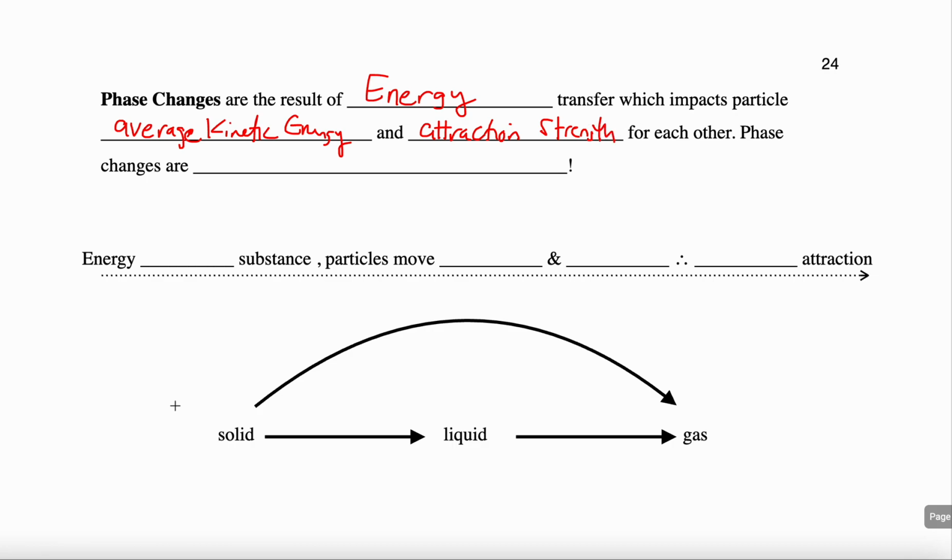So phase changes are the result of an energy transfer, which impacts the particles' average kinetic energy and their attraction strength for each other. Phase changes are reversible physical changes. So let's take a look at this little diagram down here.